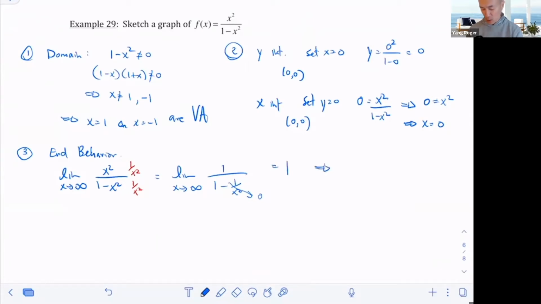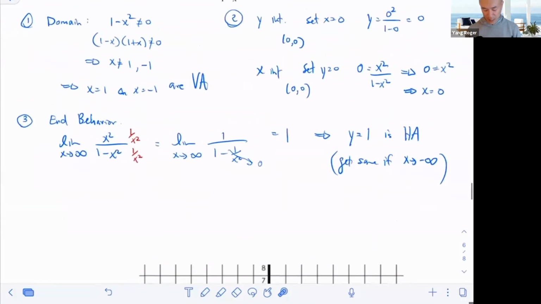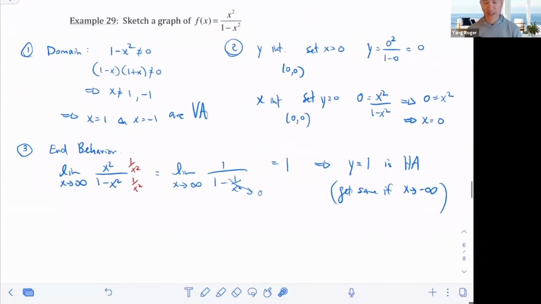So this means that y equal to 1 is a horizontal asymptote. We get the same if x approaches negative infinity, right? Nothing different is going to happen. Even if x goes to negative infinity, this still goes to 0. So in the end, from both directions, you get this situation. Are there any questions about the first three parts here?